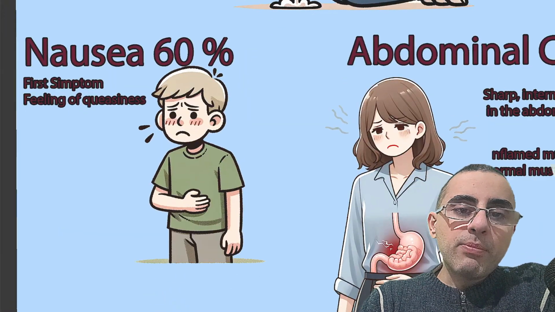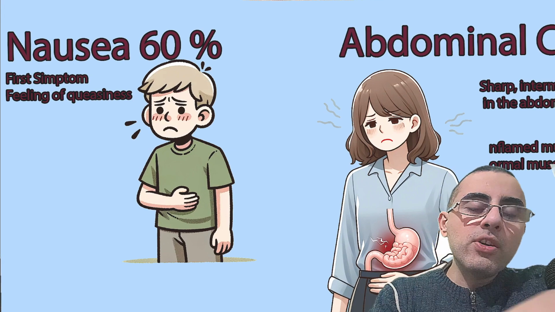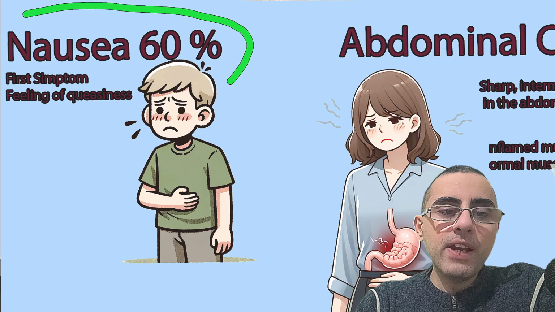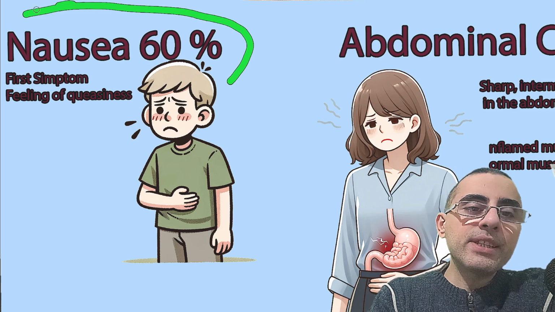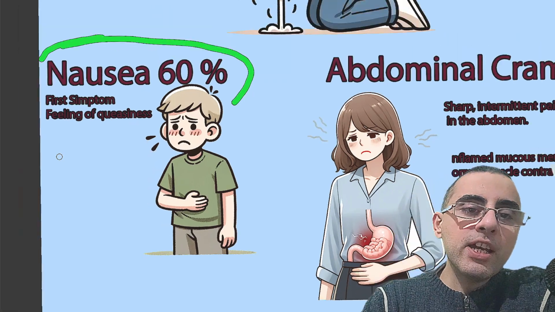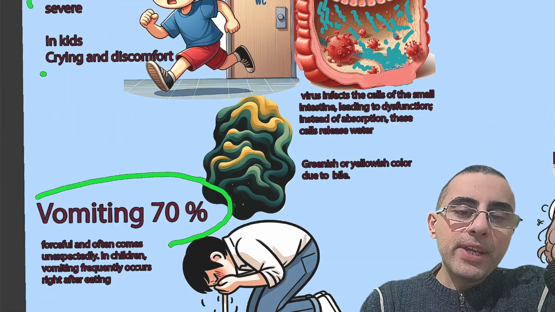Nausea is present in 60% of cases. Nausea usually is the first symptom of norovirus infection. Usually this infection starts with nausea and then it continues with diarrhea.